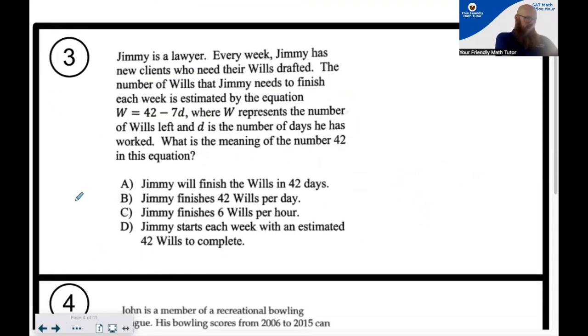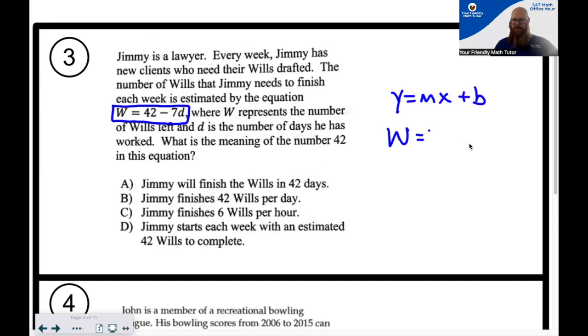All right. So another one. In this type of problem, we have a word problem. Again, I don't need to read the whole thing. I have an equation that looks kind of like y equals mx plus b, but it's written like this. And they just want to know the meaning of the number 42. Well, notice 42 is like a b. It's rearranged with different letters, but it's still the y-intercept.